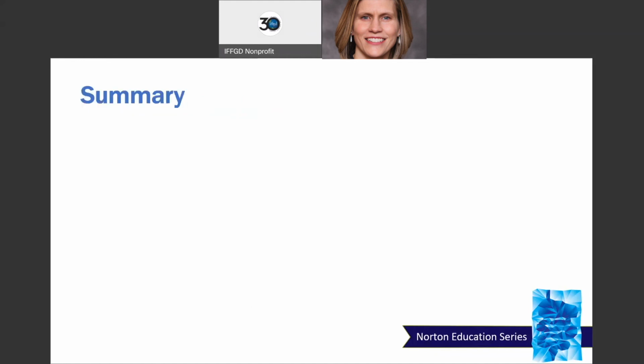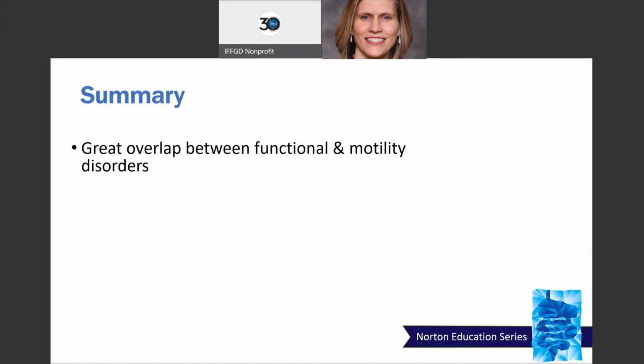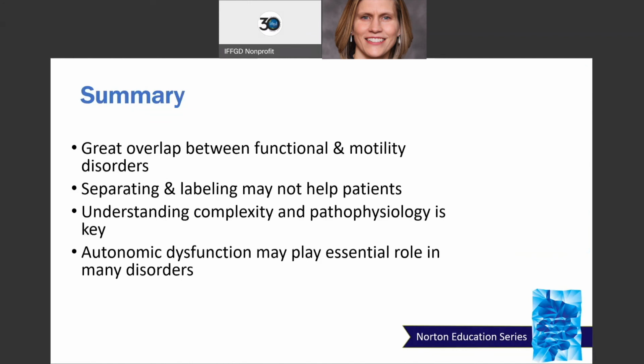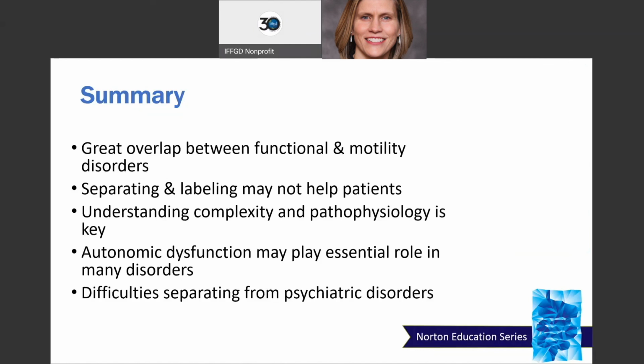So in summary, there's a great overlap between functional GI and motility disorders. Separating and labeling patients may not really be very helpful. Understanding complexity and pathophysiology is key to treating patients. And autonomic dysfunction may really play an essential role in many disorders. I wanted to bring this up as one of my key points, how this fuses into many of these disorders, and there's some emerging data, but we don't know enough.